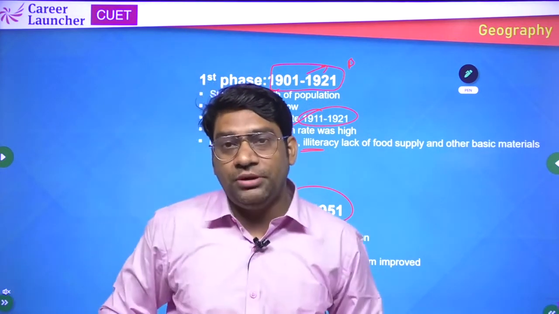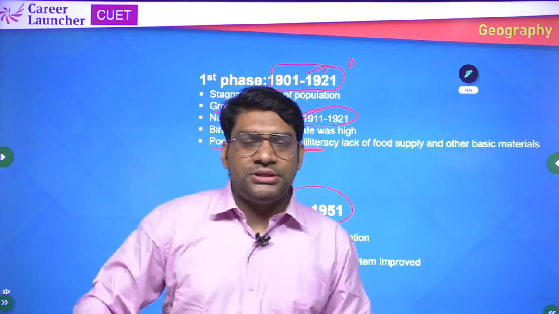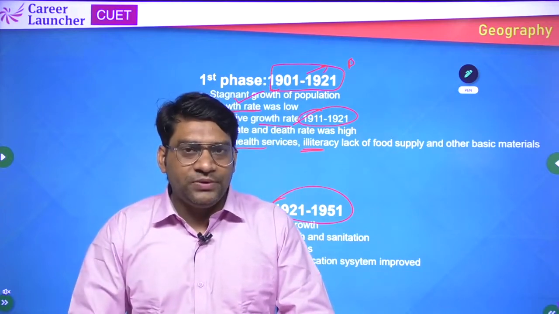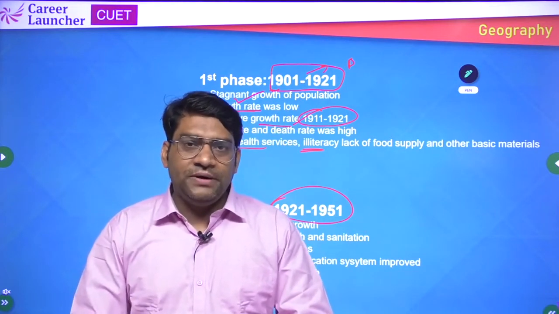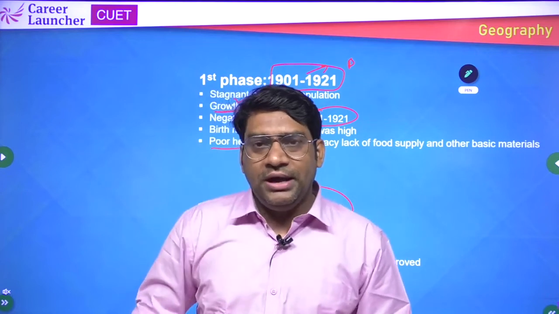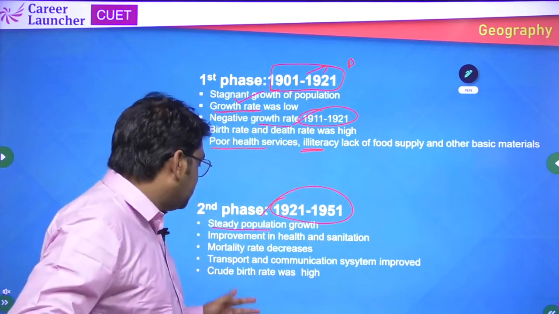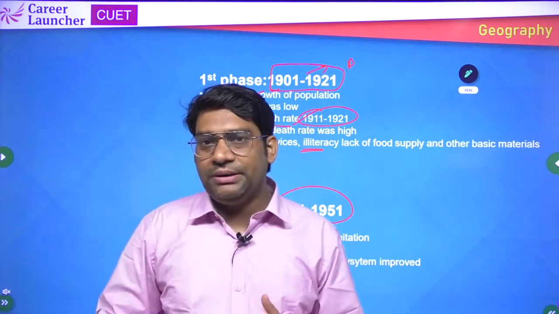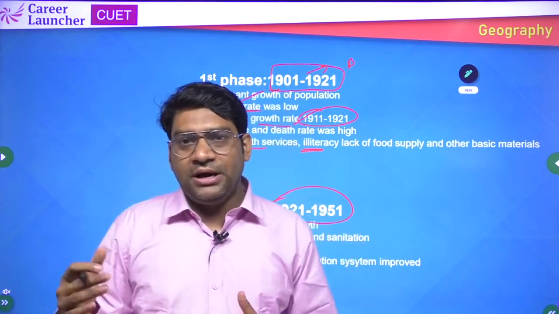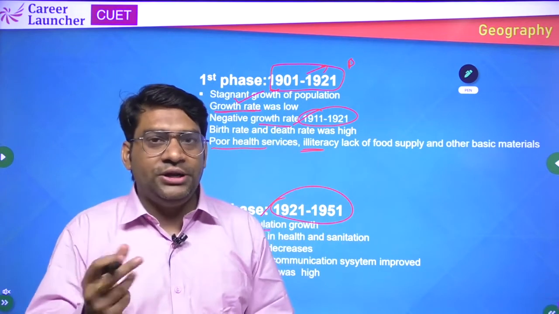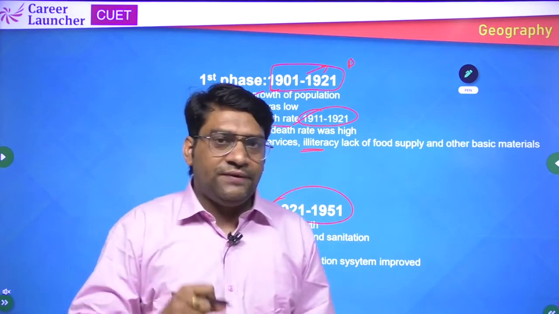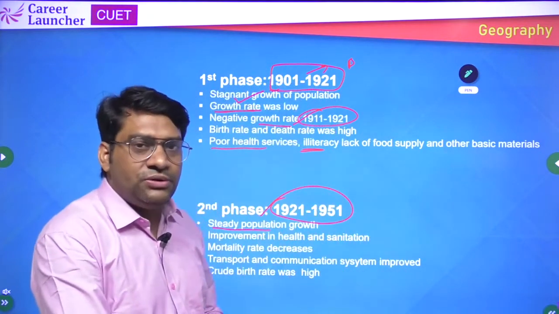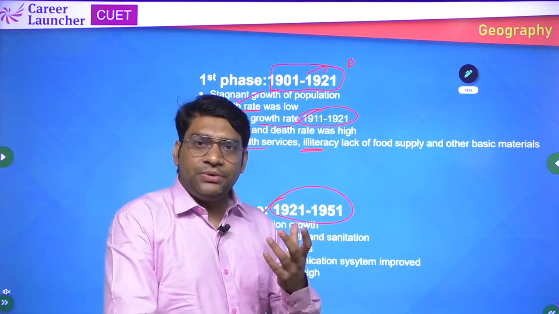Government focused on improvement of health, establishment of hospitals in many parts of our country. Sanitation was also given more focus by the government. Mortality rate decreases. The number of deaths because of diseases and consumption of bad quality food and water started to decrease because people started to consume nutritious food.